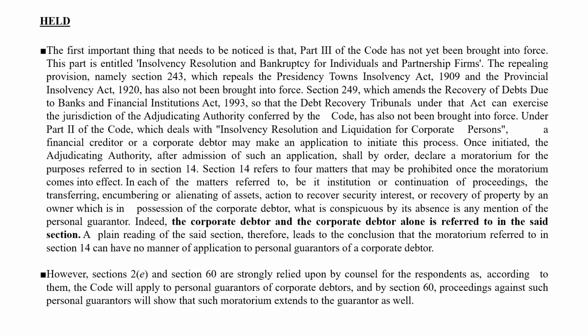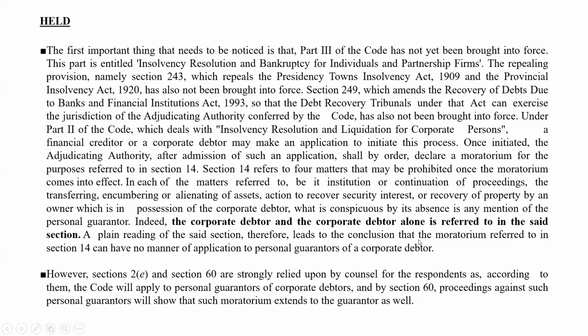So section 14, they said, refers to 4 matters. So we can open side by side section 14 also. If we see section 14, that deals with 4 types of issues. First is institution or continuation of proceedings. Second is transferring, encumbering or alienating of assets. Third is any action to recover security interest or recovery of property by an owner. So these are the 4 things which are covered by section 14.